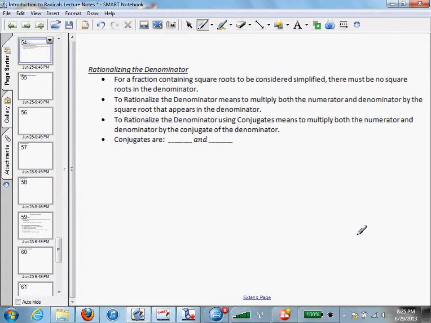To rationalize the denominator means to multiply both the numerator and the denominator by the square root that appears in the denominator. To rationalize denominators using conjugates means to multiply both the numerator and denominator by the conjugate of the denominator. Conjugates are, you could say, A plus B, and its conjugate would be A minus B. So you just replace the sign in the middle spot.